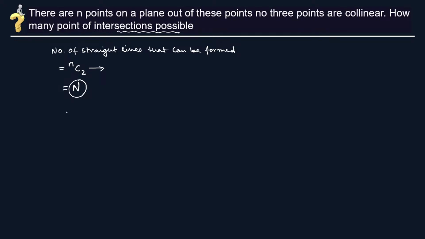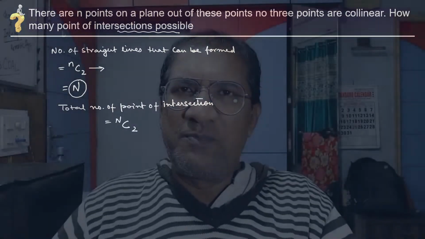Therefore, the total number of points of intersection will be what? It will be NC2. What is capital N? It is the total number of lines that are formed when n points are given and no 3 points are collinear. So the total number of straight lines is capital N.